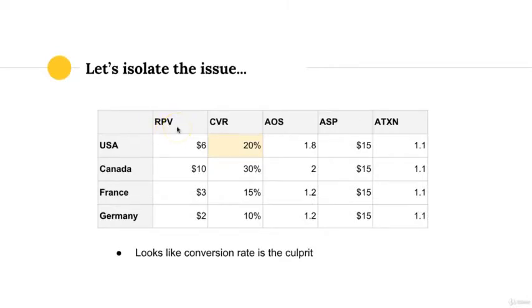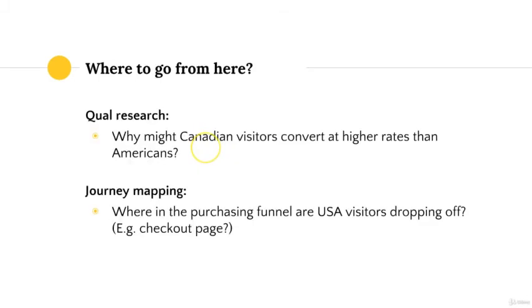So if we break RPV back into its components, we can see that the average transactions per month were similar between USA and Canada. Average selling price was the same. Average order size was very close. And really, conversion rate is what was driving the lower RPV. So from there, you can ask, why would Canadian visitors convert at higher rates than Americans? Maybe you get some of them on the phone. You can also do some journey mapping to see where in the purchasing funnel USA visitors are dropping off. Is it the checkout page?